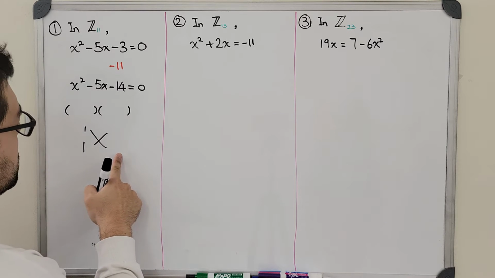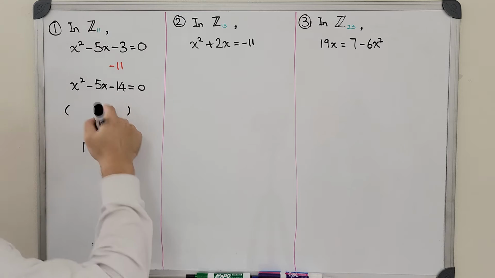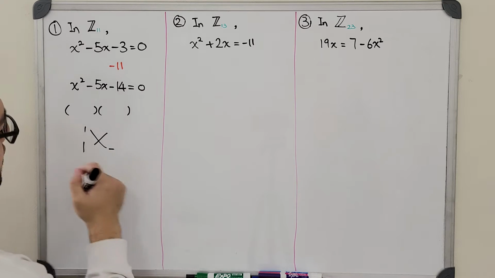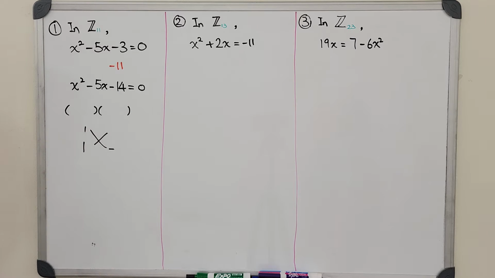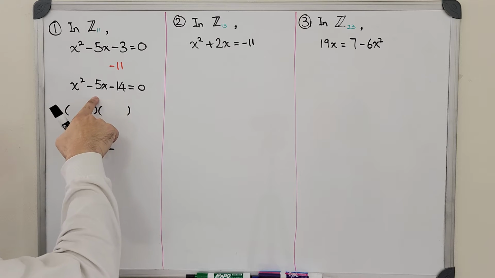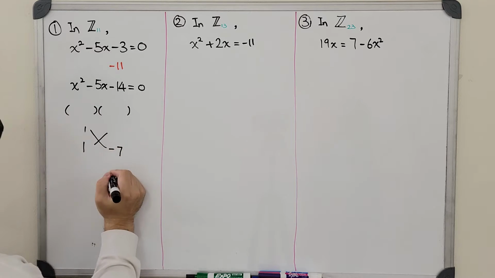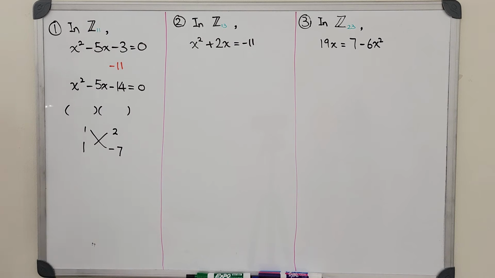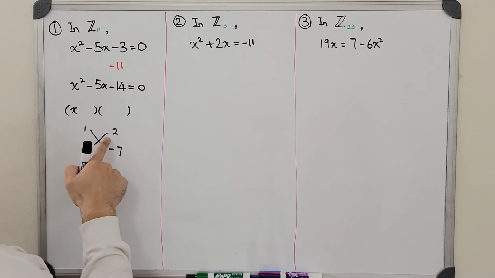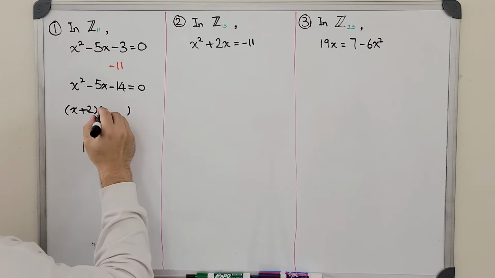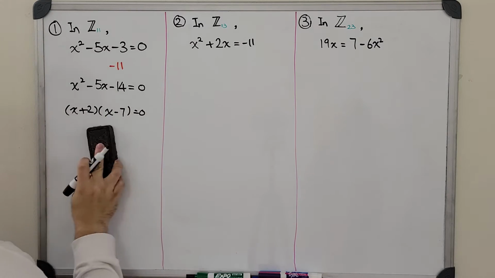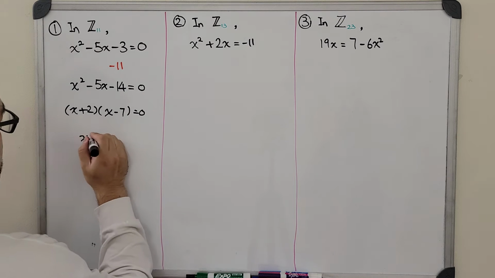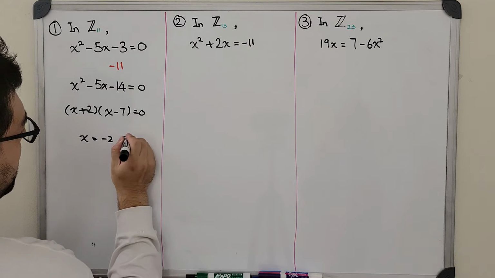And then, since the product is negative, we want one of them to be negative. And we know the factors of 14 are 1, 2, 7, and 14. So to get the negative 5, we need a negative 7 down here and a positive 2 up here. Good. Therefore, we can just write down our solution: x plus 2 times x minus 7 equals 0. And therefore, we can claim that x is equal to negative 2 or positive 7.